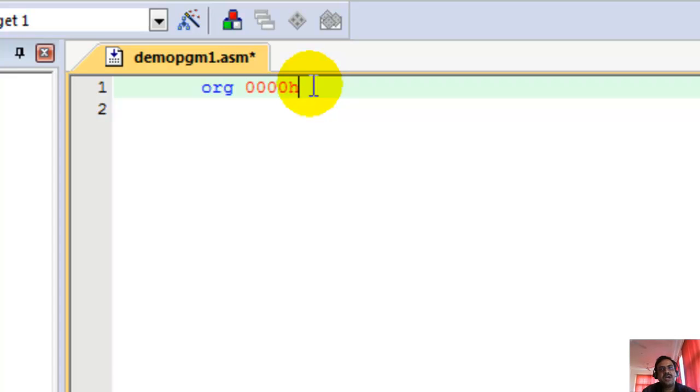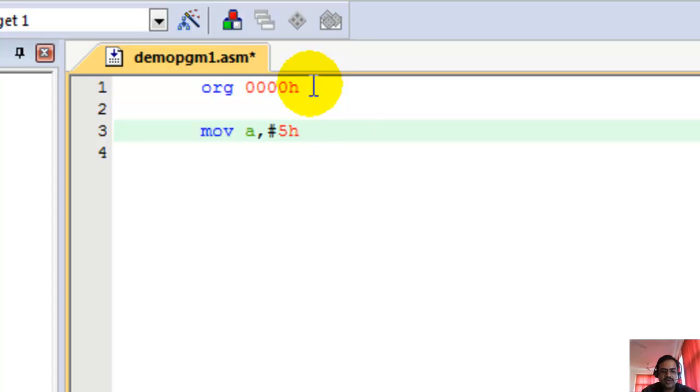If you want to start from a different location, right now don't worry about it. In due course of time, I'll teach you how to start from a different location. As of now, to make things easy and for your better understanding, let's start from origin. So I've specified my origin. Now the first command I'm going to teach you is MOV. Move is a data transfer command which will move data from one location to the other. So I'm going to say MOV A, #5h.